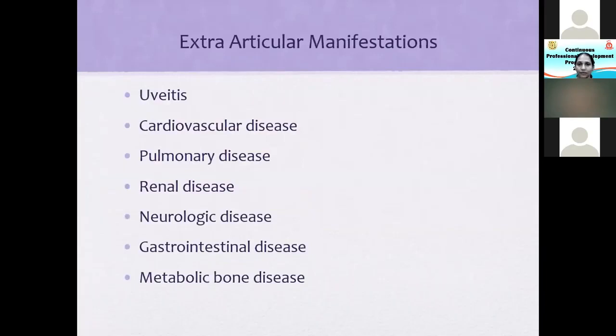What are the extraarticular manifestations? You have eye involvement, uveitis is common, cardiovascular disease. In ankylosing spondylitis, you can have conduction abnormalities, aortic insufficiency, pulmonary disease, renal involvement, neurological, almost all organs can be involved, and metabolic bone disease, osteopenia, osteoporosis can also be seen.